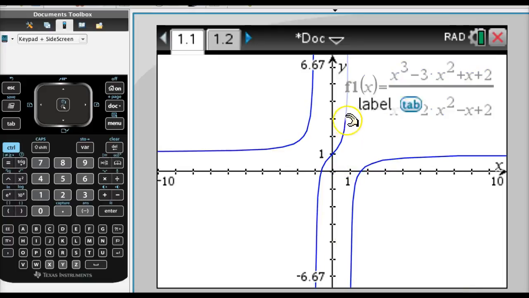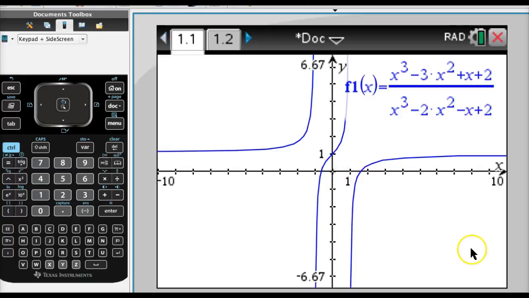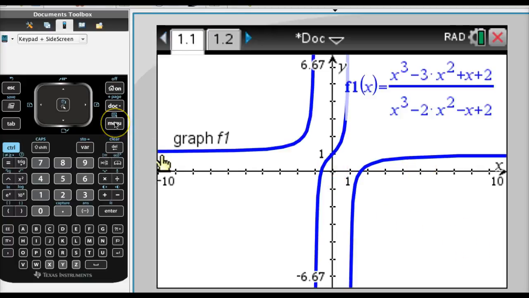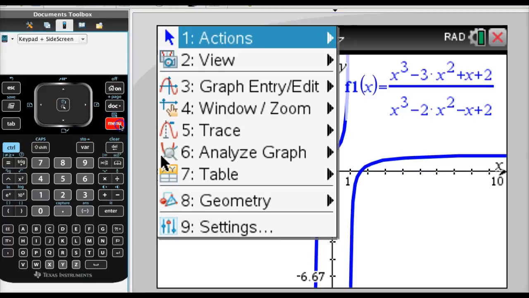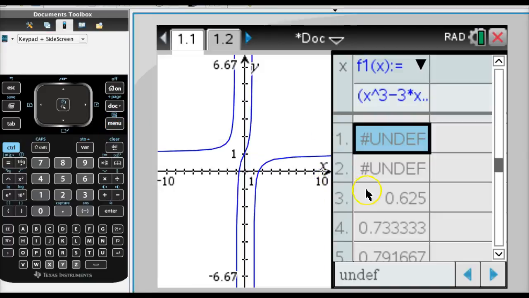Vertical asymptote means that the behavior as x approaches 1 will go to infinity or -infinity. In this case, it does both of those things. So back to this, we can factor. Now at 2, we have a hole. How do I know that? Well, if I go here, I can set up a table of values. And the table of values will tell me kind of what's going on. So I'm going to go Menu, and I'm going to go Table. And I'm going to do a split screen table here.